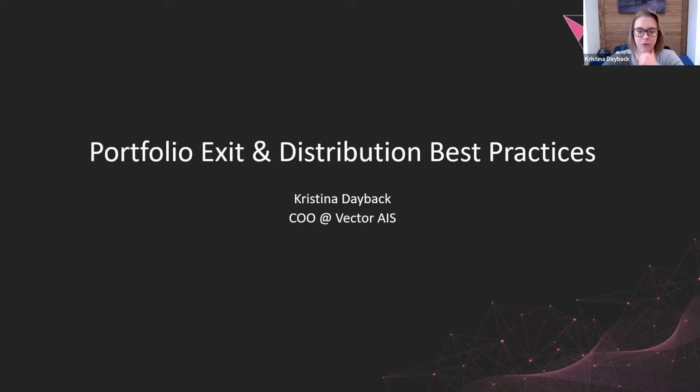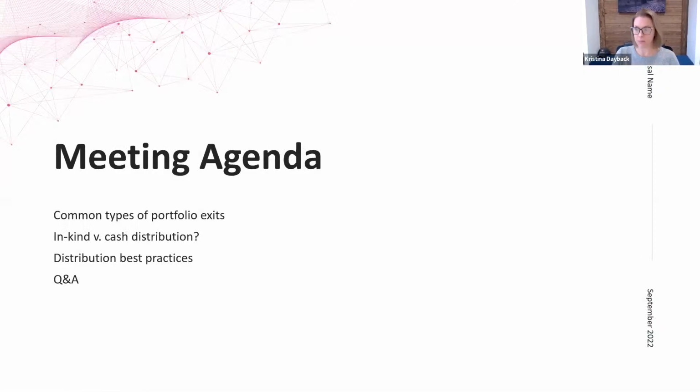So I'm going to walk through some portfolio exits and distribution best practices. The agenda: I'm going to go over some common types of portfolio exits and what kind of distributions they trigger. I'm going to go into the difference between in-kind and cash distributions, the pros and cons there, and help you make the right decision. And then go through some distribution best practices in general, and that's where I'll talk about what your admin team can step in and do.